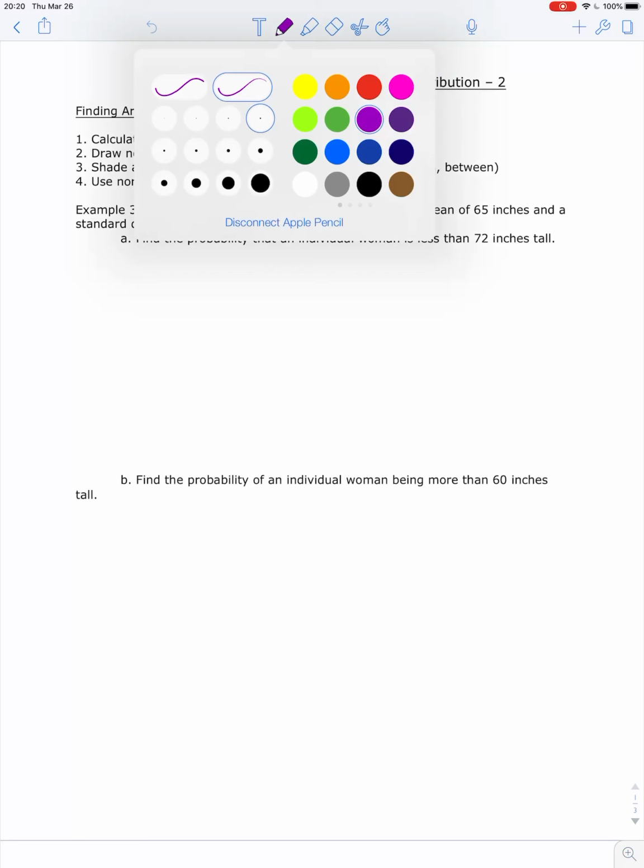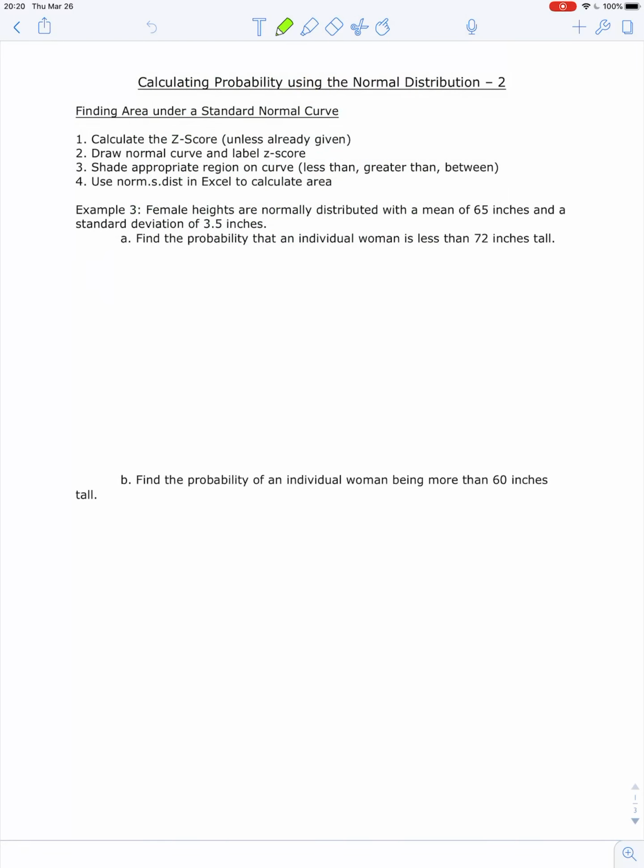So first, before I start going through my steps, I'm going to go ahead and underline the things that I found that are important. It is important that this is normally distributed. It is important that we have a mean of 65 inches. It is important that we have a standard deviation of 3.5 inches. And from this problem, it is important that we're looking at less than 72 inches. It is important that we are being asked to find the probability. I'm going to re-underline that.